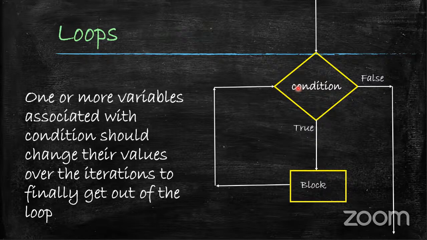So while running the program, for some time the condition should be true, and there should come an instance where the condition is false. Then the program will come outside this loop. So one or more variables associated with the condition should change their values over the iterations.